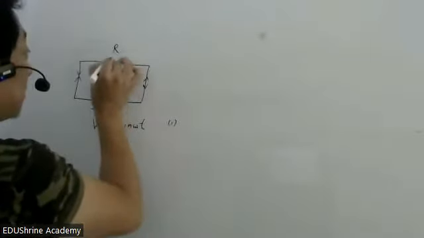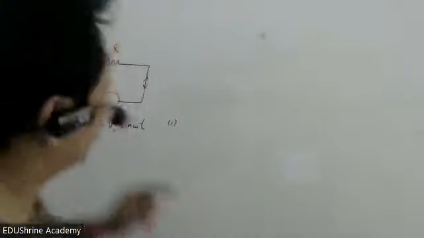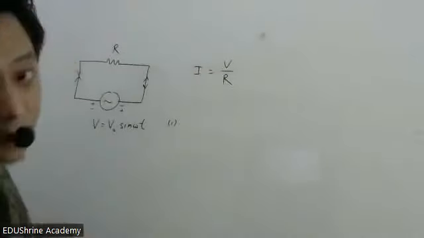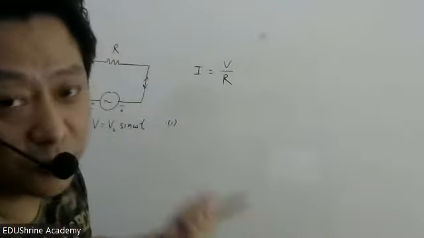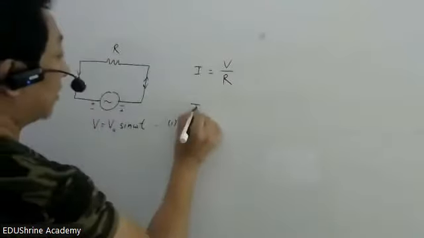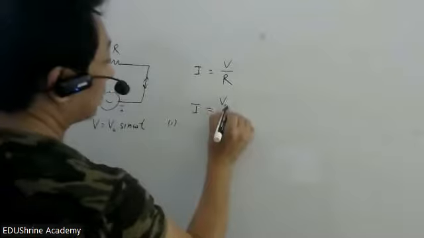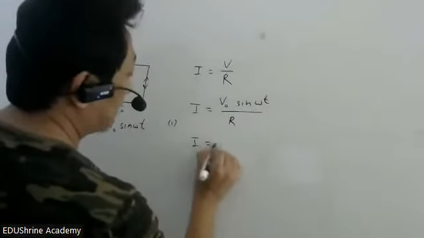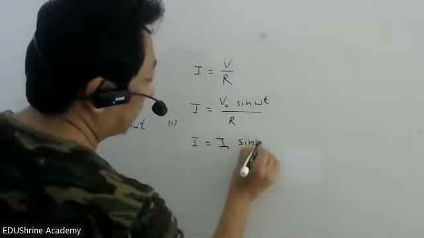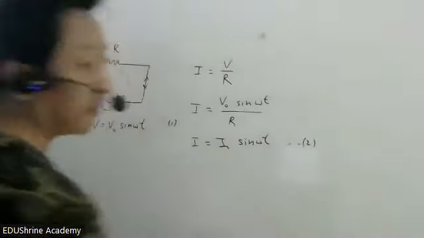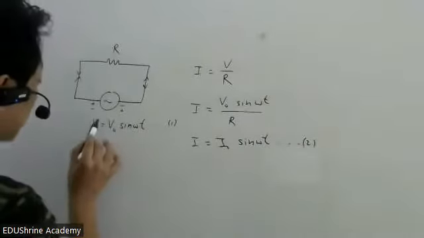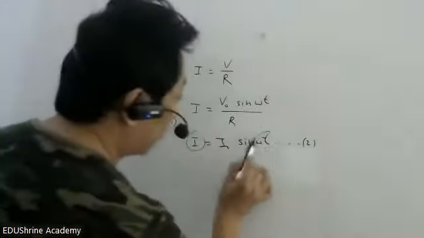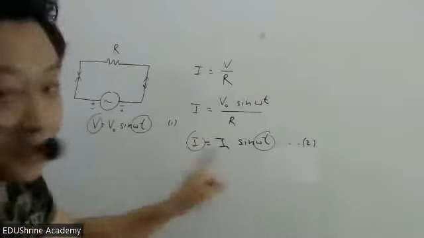Now, since this is a resistor, we can use Ohm's law. To find the current, I can just use V by R. V equals IR, Ohm's law. So I equals V by R. Substitute this V. Then you can write this as I naught sine omega t. Equation 2. Look carefully. What is the phase of voltage? Omega t. What is the phase of current? Omega t. And both are sine functions.